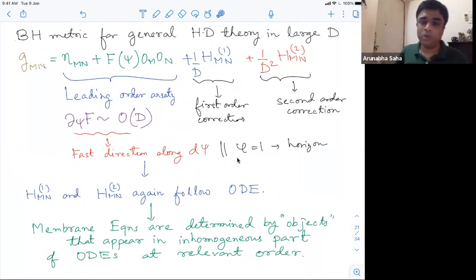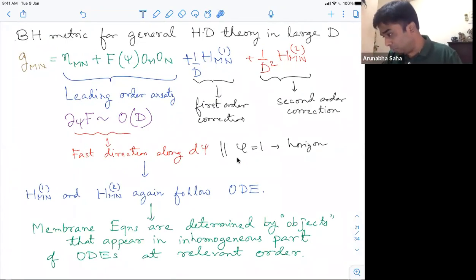Since I will not be working with a particular theory, let me briefly sketch how I arrive at the most general membrane equation. The black hole metric for a general higher derivative theory at large D will take this form, a form we are familiar with, and these are the corrections. The most important part was to figure out the answer metric, but I will not tell you exactly what it is for a given theory. The basic point is that we assume every theory has a Schwarzschild black hole. We only work with those theories which have a Schwarzschild black hole, and also the constraint that we earlier demanded from our theory.